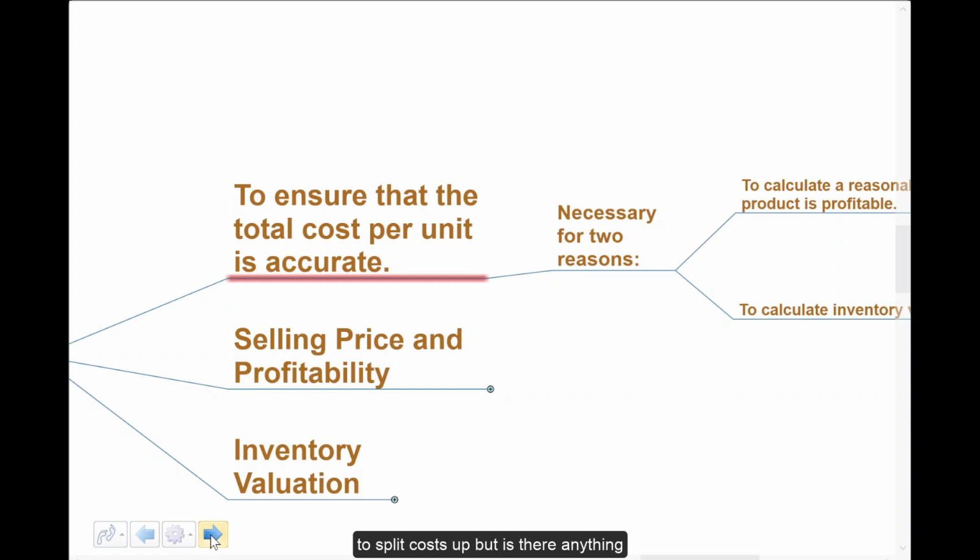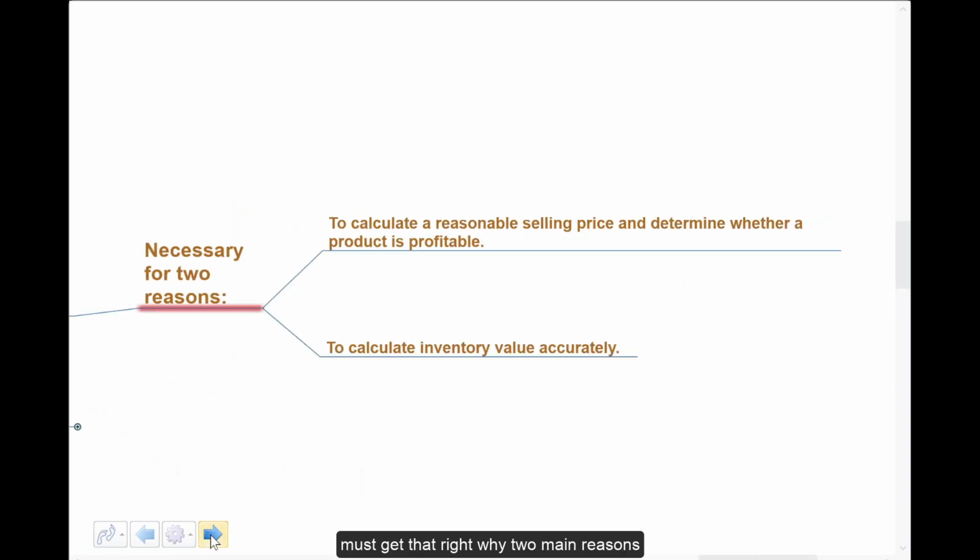Moving from there, in terms of this raison d'etre behind calculation, we know why we need it, because we've got to split costs up. But is there anything else? Well, as I said up top, certainly the total cost per unit is critical to us. We must get that right. Why? For two main reasons. First things first is that the cost is going to drive selling price, okay? And indeed, if we get the selling price wrong, it's highly likely that consumers won't buy. Therefore, we won't be profitable. So, common sense first and foremost.